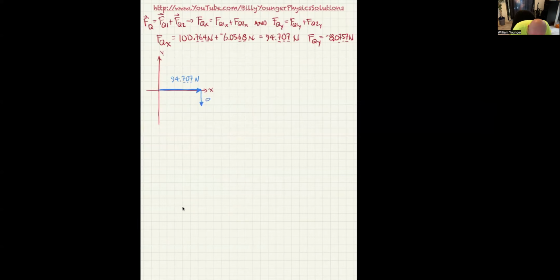This should be 8.0757 newtons, like that. And that means the total vector force should be an arrow from here to here, and that's FQ. Now, this is also an angle that I'll call phi, and now I've got to go about finding the magnitude of the total force and the direction of the total force.